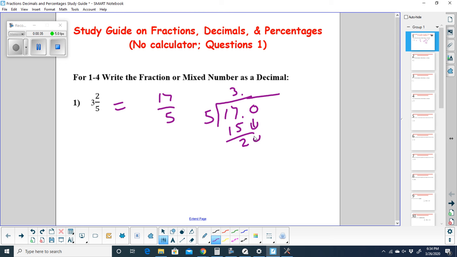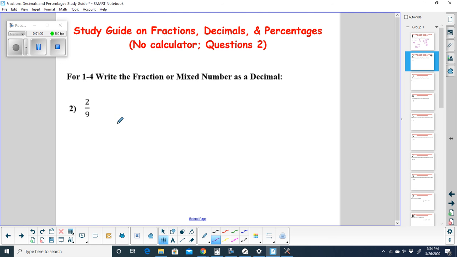Now we're beyond the decimal point. 5 goes into 20 4 times. 4 times 5 is 20. No more remainder. The answer is 3.4. Now, you may have noticed that this is 3 and 2/5, which is the same as 3 and 4/10.